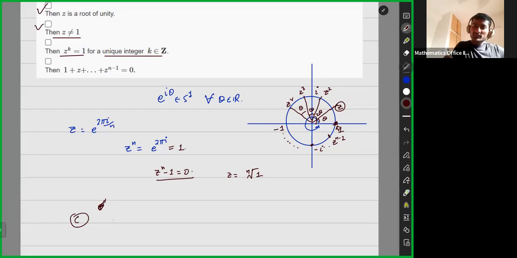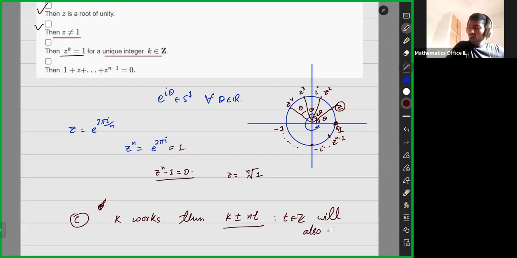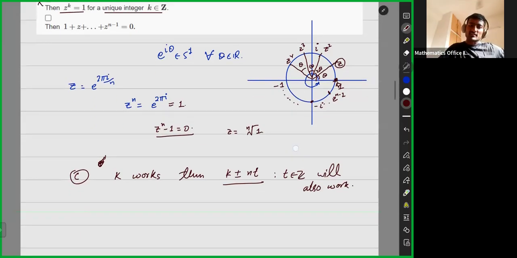If k works, then k plus or minus n, plus or minus nk, we can write, because c is anything, will also work. Right? So this statement is wrong. The last part is about this.